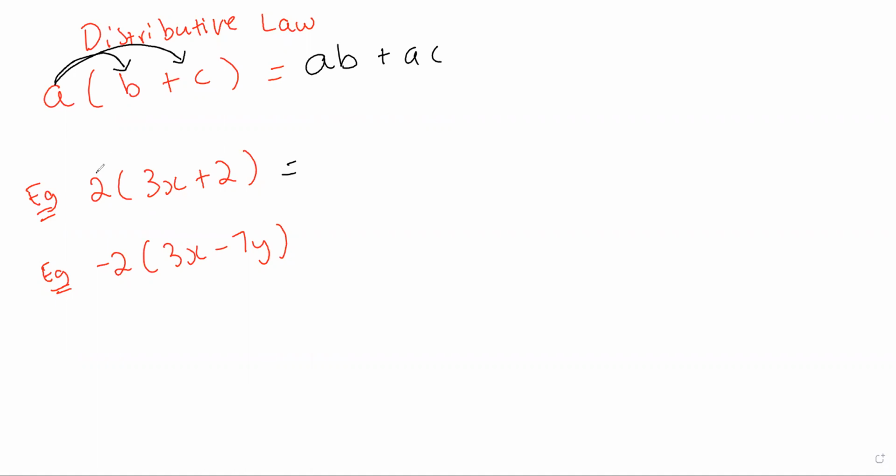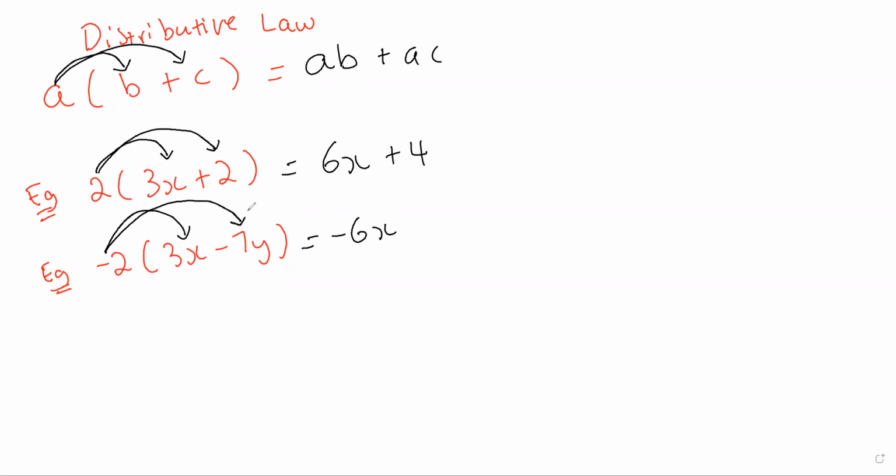So let's see the next example here. 2 times 3x is 6x, and 2 times 2 is 4. So this is 6x plus 4. We could go again. Minus 2 by 3x is minus 6x, and minus 2 by minus 7y: negative by negative is positive, 7 by 2 is 14, so 7y by 2 is 14y. Good.